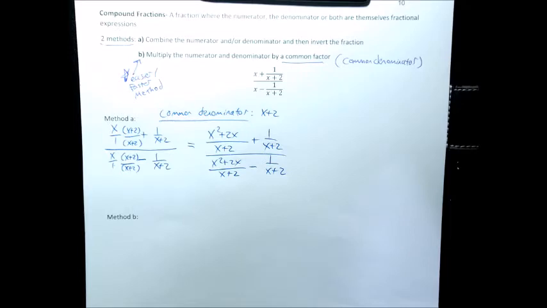So I was trying to find a common denominator so that I could combine the numerator and the denominator, and I realized that my common denominator is x plus 2, and so I'm making sure that both pieces have that. And so that's all I've done so far.